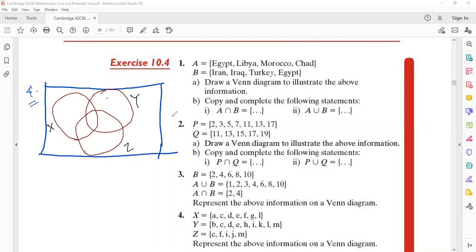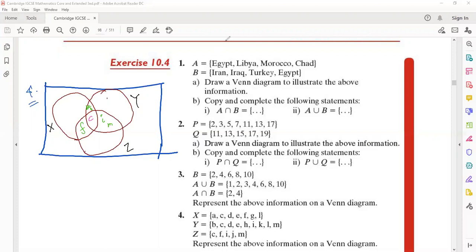Okay. So first tell me, what should I write common between all three? C. I should write C. Fine. And what should I write between X and Z? F. Okay. What should I write between Z and Y? I and M. I and M, okay. Now, common between X and Y. D, E, and L. My space is a little small. D, E, and L. Okay.